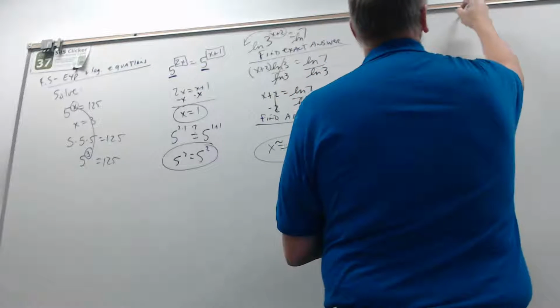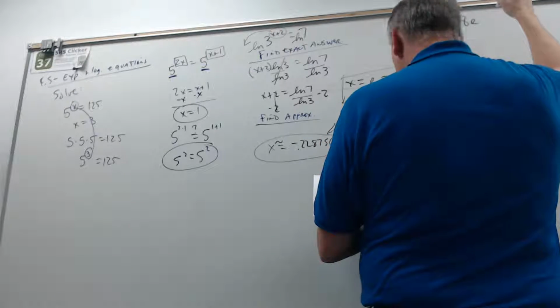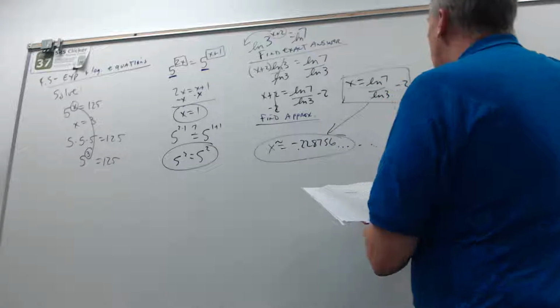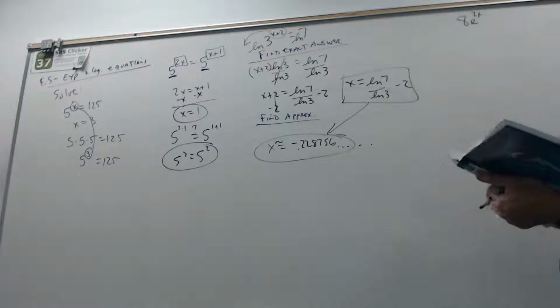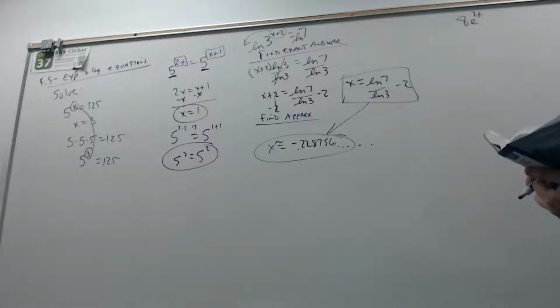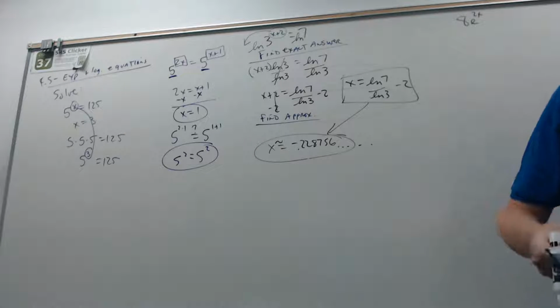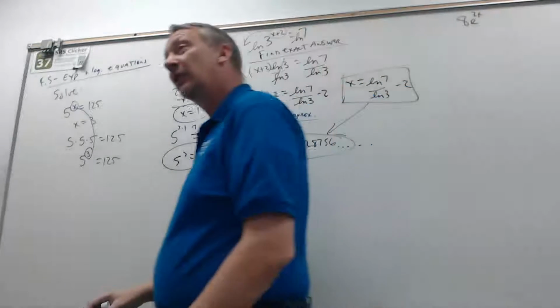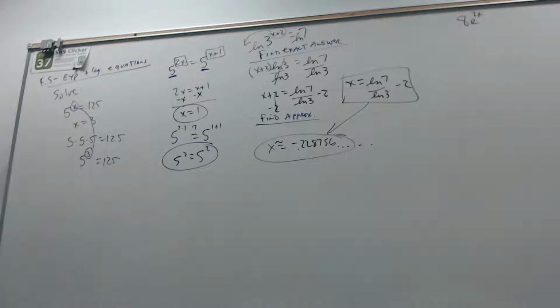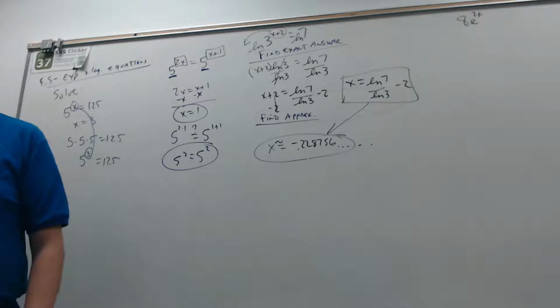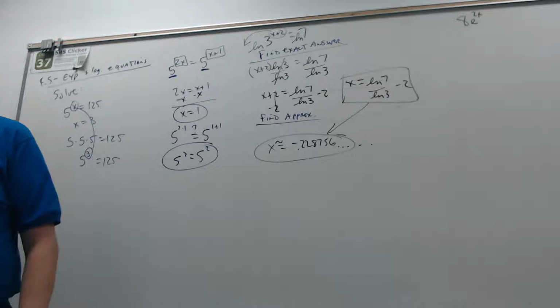So can't the ln 7 over ln 3 be simplified further by the change of base formula? Can't that just be log base 3 of 7? There is another way to do it, but I think it's actually harder to change the base. This is better, but you can do this with the change of base formula. I'm trying to decide if I should even show you because it's actually harder to do it.